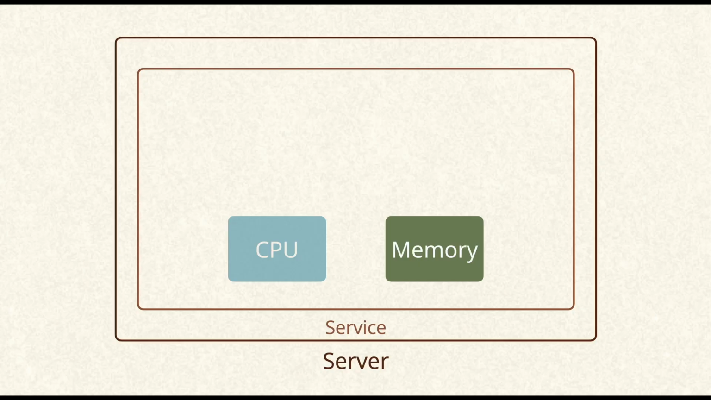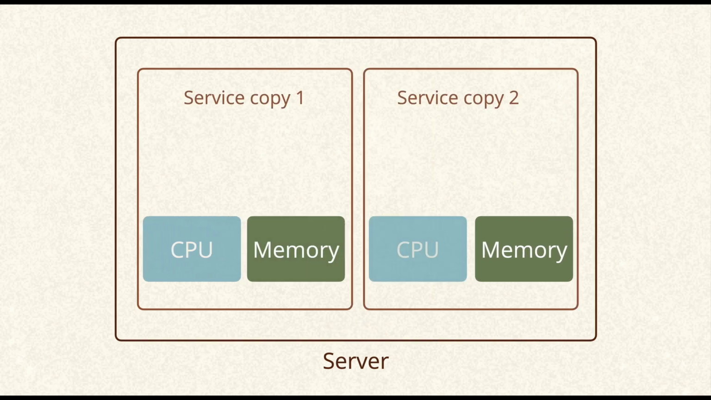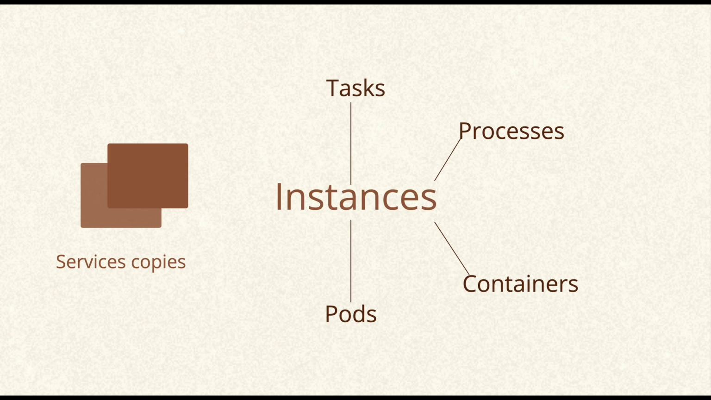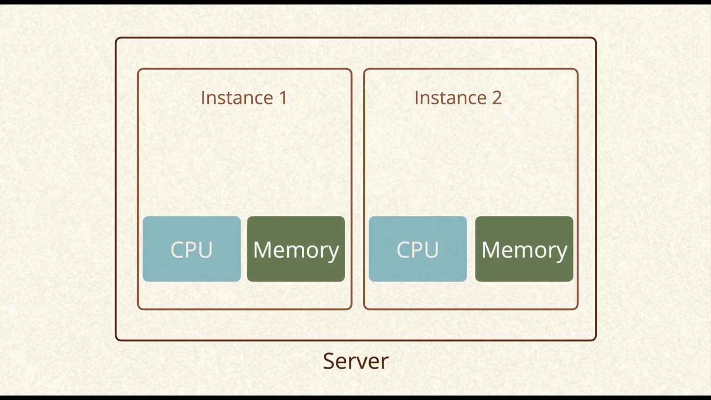We can address some of these issues by modifying the architecture of our services. Instead of having a single service for a specific function, we can design them in such a way that multiple copies of these services can run in parallel. In different contexts, these copies are called tasks, processes, containers, or pods, and in this video, I'm going to use the generic term instance. So let's go back to the example of these two instances.